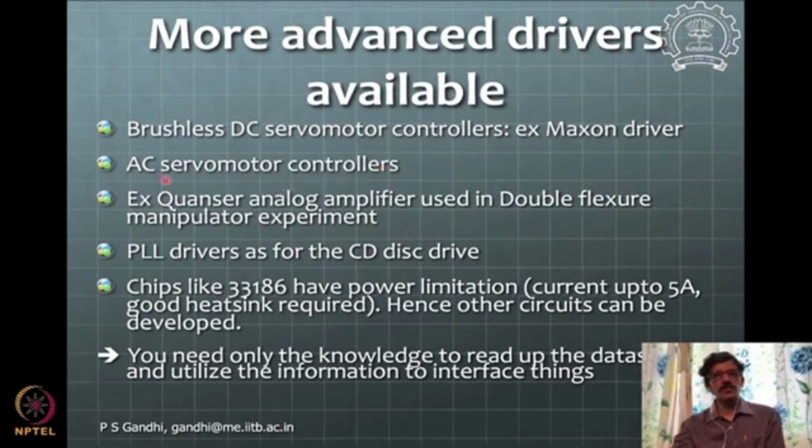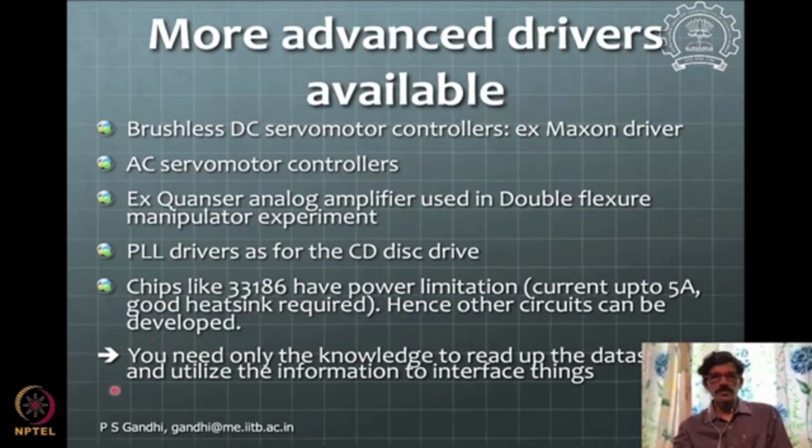Then you go for AC servo motors when you have very high power or torque requirements. Then we use a Quanser analog amplifier. This is an analog driver. This is not a PWM amplifier. This is an analog amplifier which is used in our double flexure manipulator kind of system, where we want very low noise in the system and a very high precision positioning requirement. So like that you can have many different kinds of drivers possible.